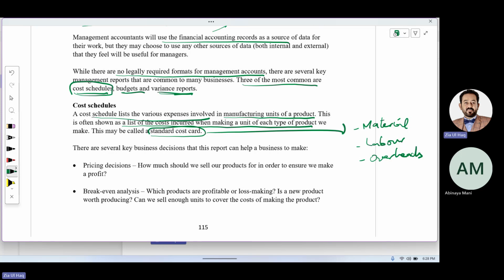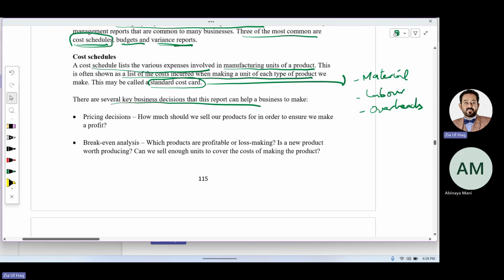This cost schedule helps the business in decision making. Like through this, business can make pricing decisions. Through cost, they can define the price of their product. Cost is 10 and they want to make a profit of 10%, so they will set the price at 11. If they want to make 20% profit, they will set the price at 12.